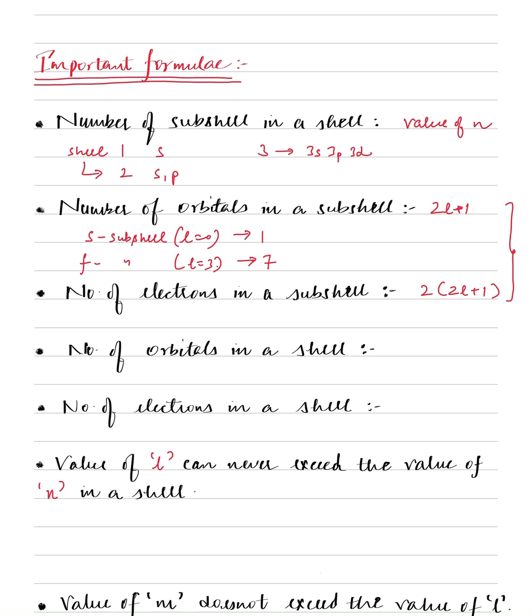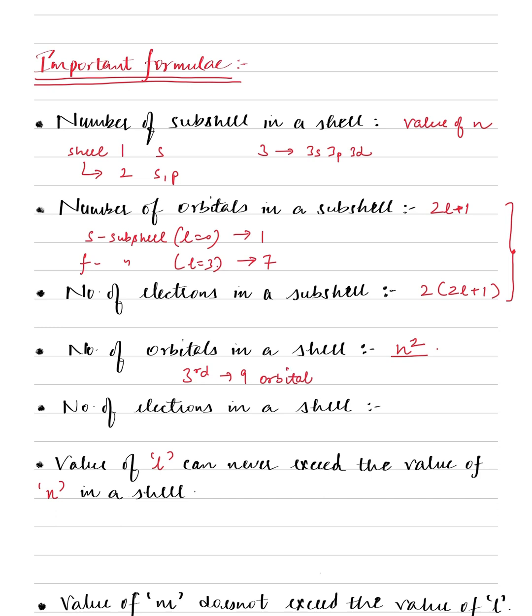Next formula is in terms of the value of n. Now it is saying the number of orbitals in a shell. So the number of orbitals in any shell is equal to n square. Remember this thing. That means if we talk about the third shell, it has 9 orbitals.